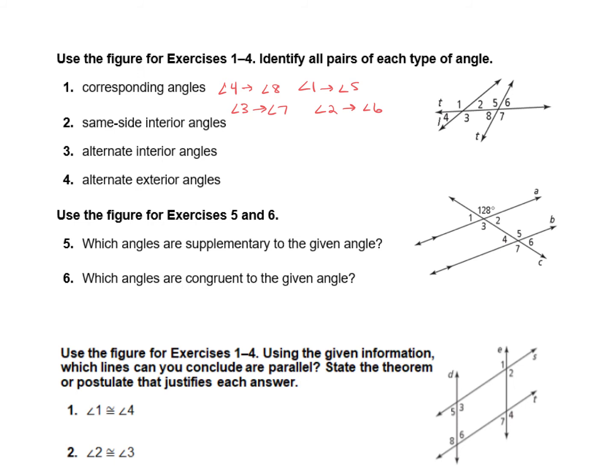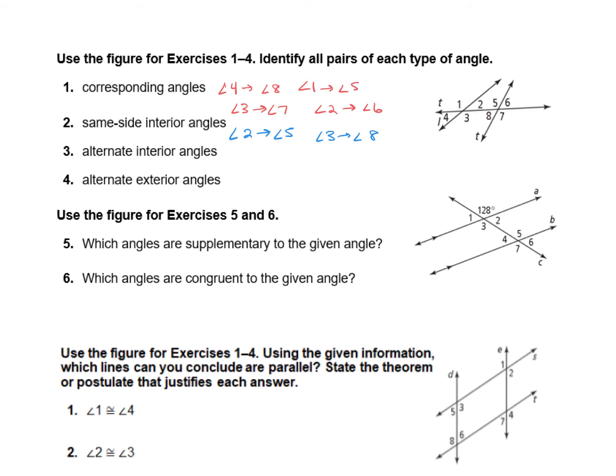Same side interior angles. So here's our transversal. We want interior angles that are on the same side of the transversal. So interior angles are going to be 2, 5, 3, and 8. And which pairs are on the same side? So angle 2 and angle 5 are on the same side of the transversal, and they are both interior. So those are same side interior angles. We also have angle 3 and angle 8. So these are on the same side and interior.